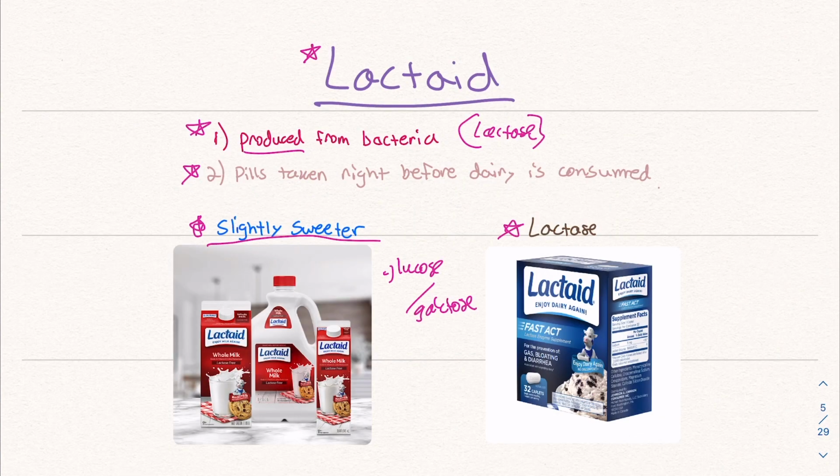And lastly, we learned about lactose-free products like Lactaid that has lactase. You'll end up with a slightly sweeter product, and if you consume the tablets, you're usually supposed to consume them when you consume dairy to help your body process that sugar.